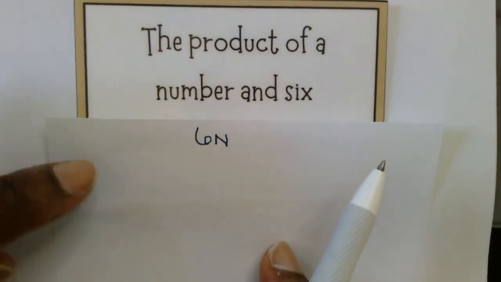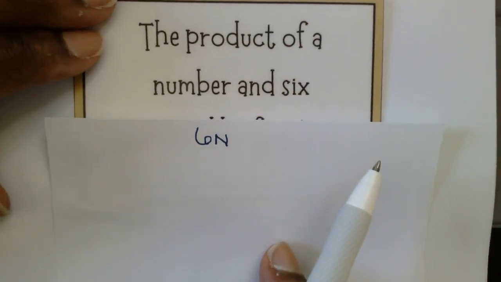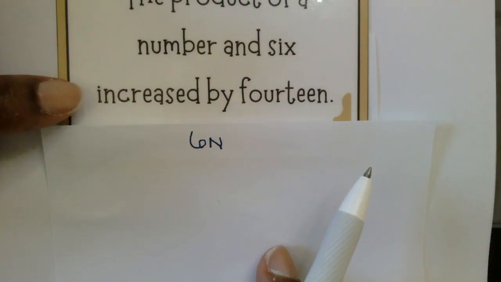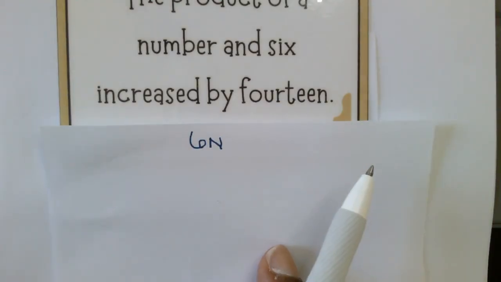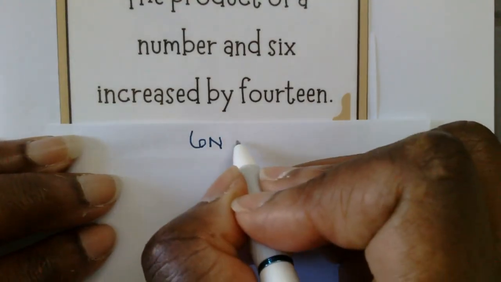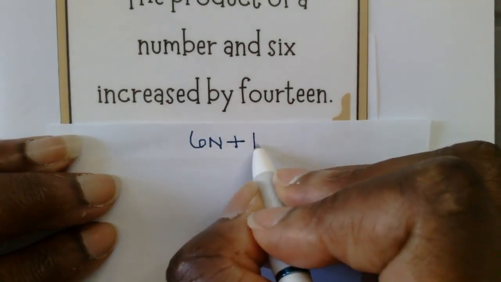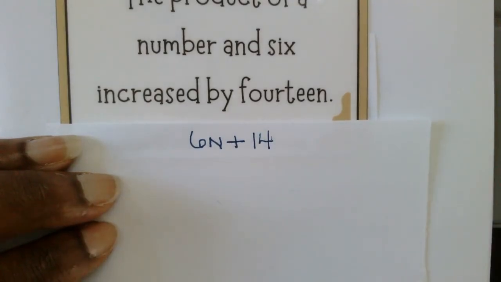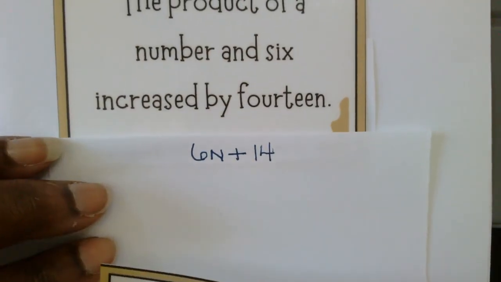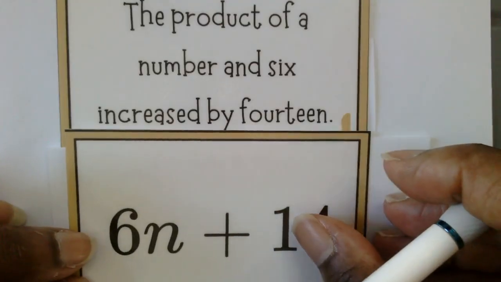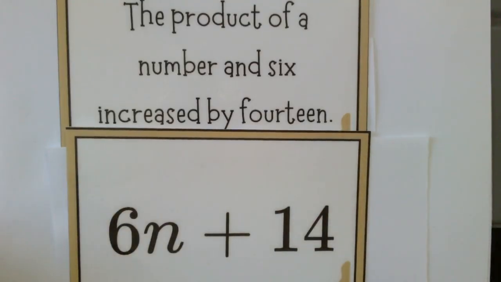So now we multiply those, but now we got to do the second step. And the second step says increased by 14. When something is being increased, it's not equal, it's rising. It's being added. And it's being added by what? 14. Okay. So the product of a number and 6 increased by 14 is going to be your 6n plus 14.